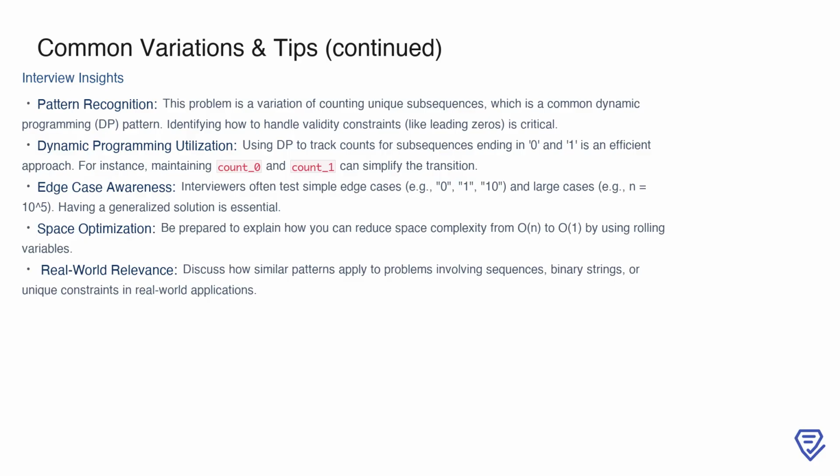It's also important to be aware of edge cases, as interviewers frequently test inputs like 0, 1, or 10, as well as large strings of size up to 10 to the power of 5. A generalized solution that handles both small and large cases will demonstrate your thorough understanding. Additionally, discussing space optimization, such as reducing from O(n) to O(1) using rolling variables, can showcase your ability to refine solutions. Finally, you might want to touch on how these patterns can be applied to real-world problems involving sequences, binary strings, or other unique constraints, as this illustrates the broader relevance of your approach.